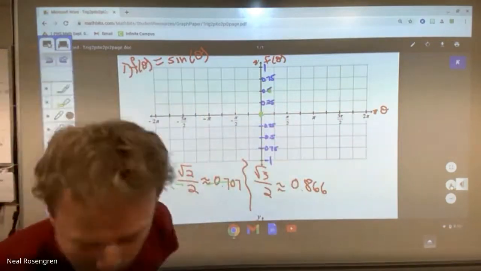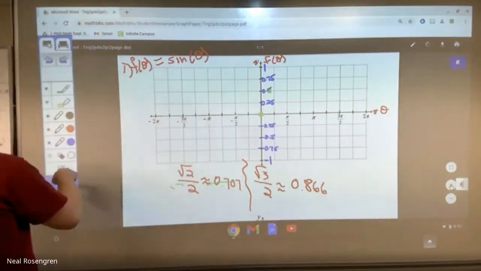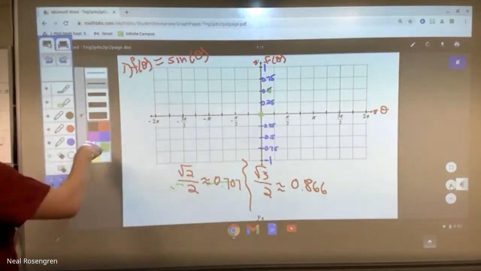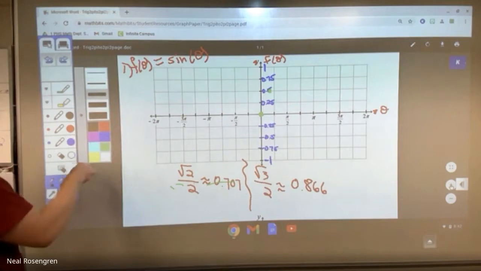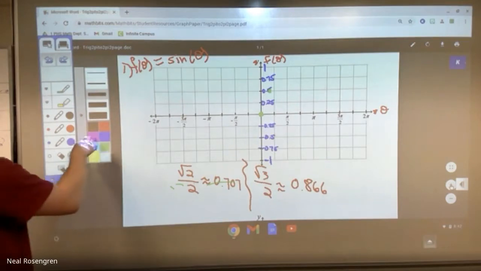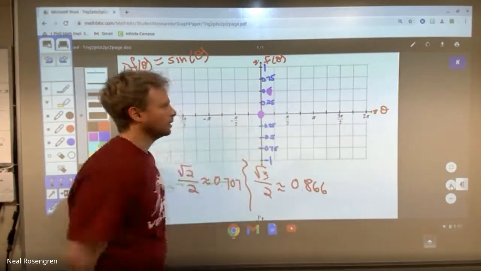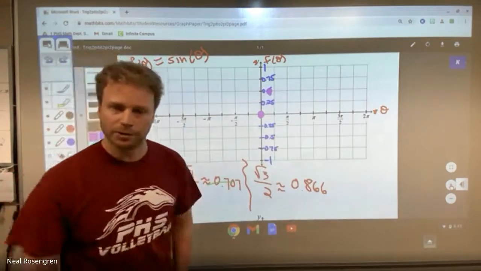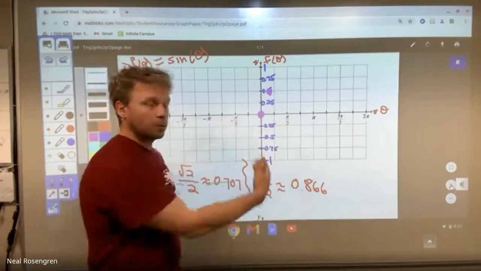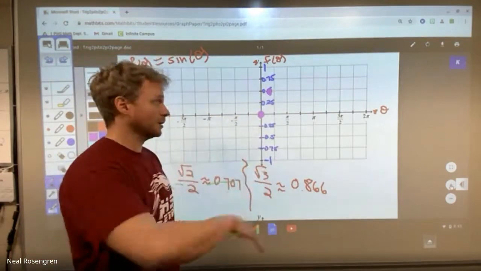I don't know how well the green is showing up for you guys. You know what I'll do? Let's pick a larger point, and let's go with a purple. I wonder if that would stand out. There we go. Okay. So my points are obviously exaggerated, but 2/3 of the way into that first box, pi over 6, 1/2. Okay.